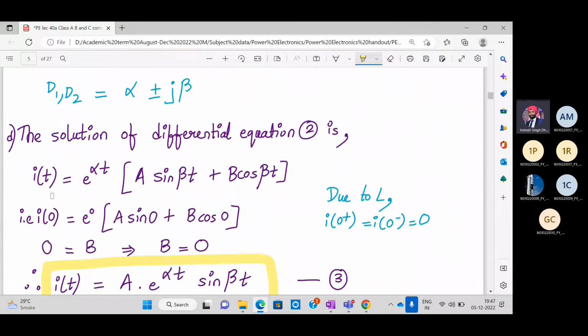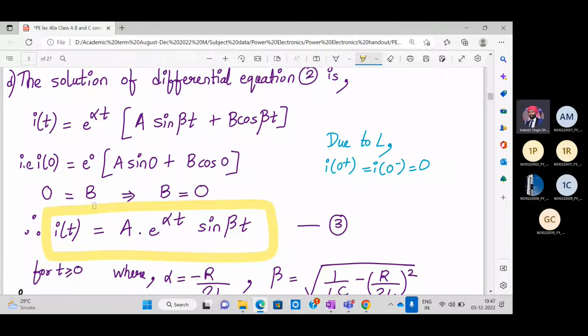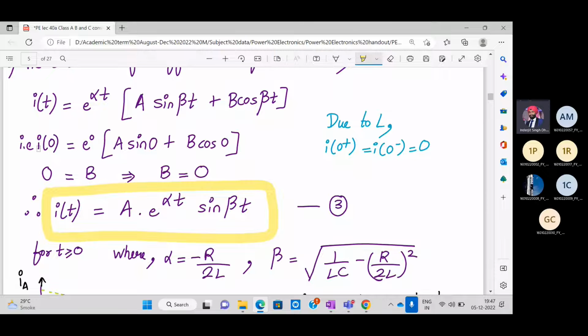All right. So the solution to this equation number 2 which we have written is as follows. i of t can be written as e raised to alpha t into (A sine beta t plus B cos beta t). And due to the inductor, the current flowing at t equal to 0 plus and t equal to 0 minus is 0, because the inductor will not allow the current to change so easily. So i of 0 will be e raised to 0, A sine 0 plus B cos 0. From here you will get the value of B, because i of 0 is 0, e raised to 0 is 1, sine 0 is 0. So you'll get B equal to 0.